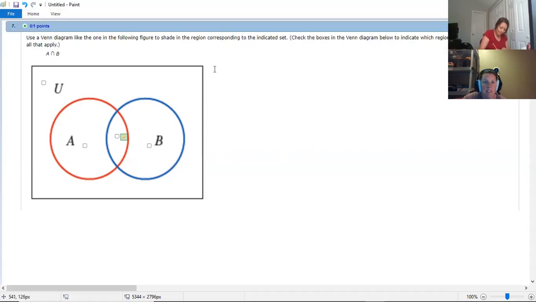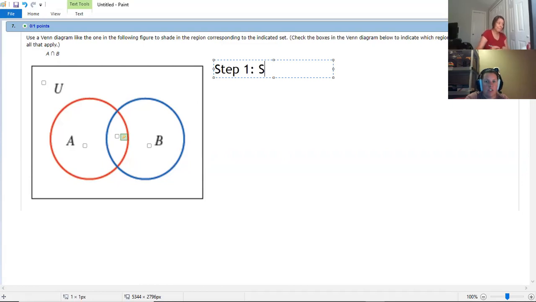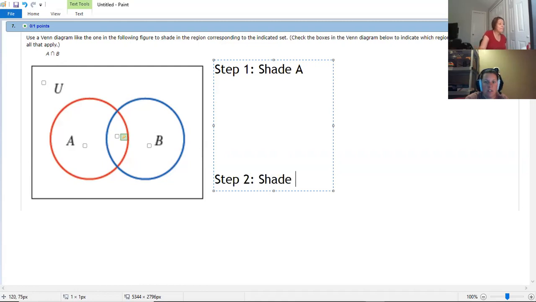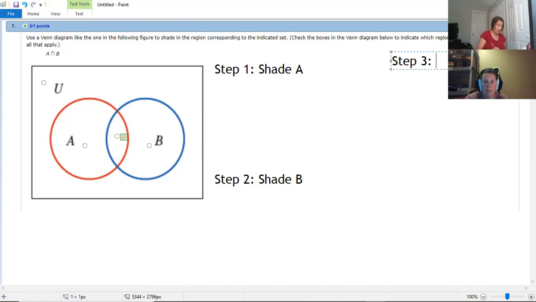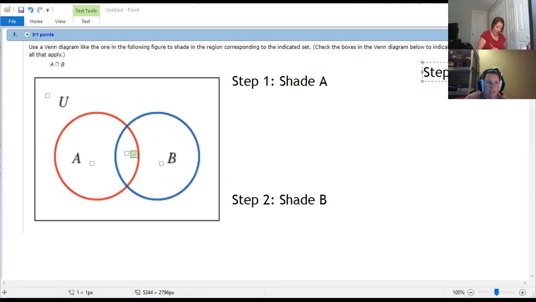So I'm going to do this in steps. Step 1 is to shade just A because that's the first piece. And then step 2 is going to be shade just B because that's the second piece of the equation. And then our last step would be to shade A intersect B. So let me get that in here.